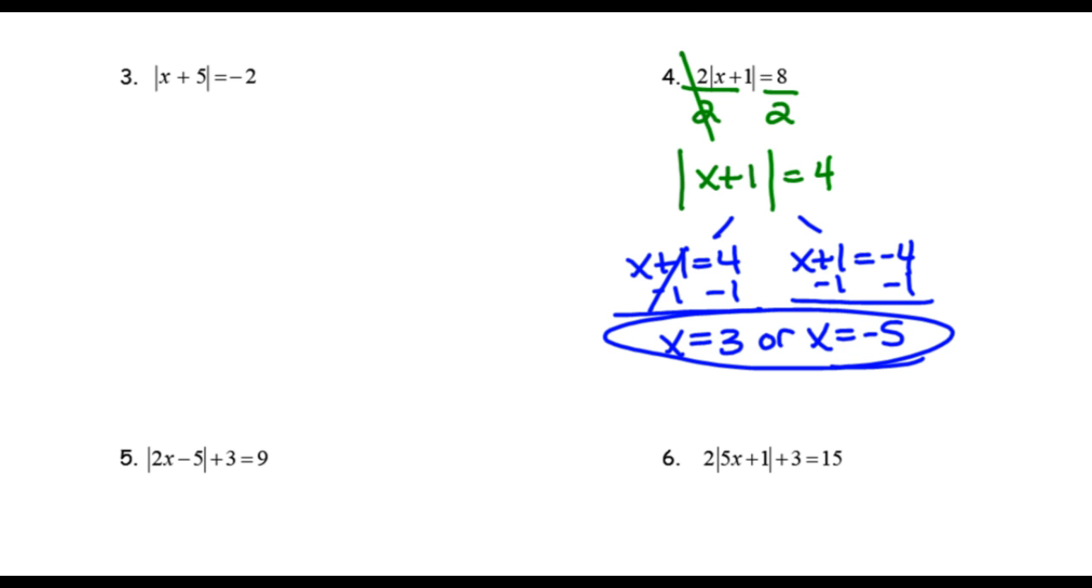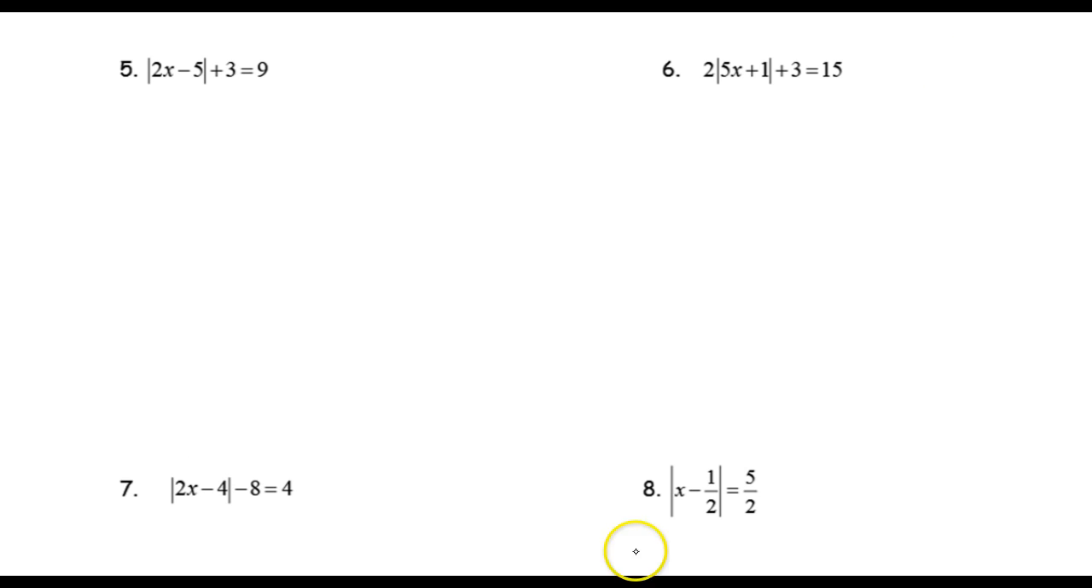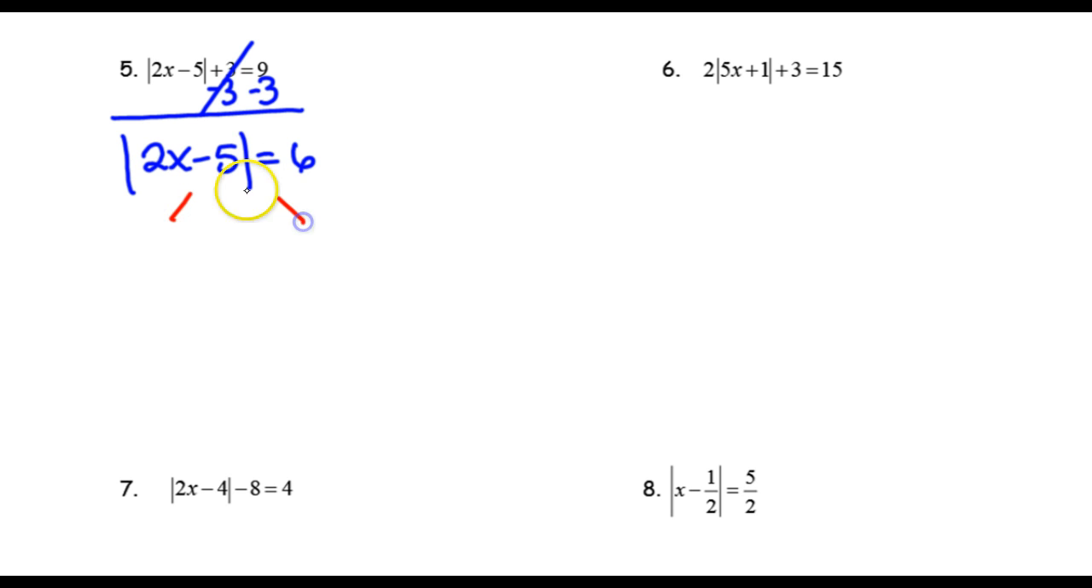All right, let's go ahead and scroll down and do some more practice. In number 5, again notice that the absolute value is not isolated. There is a plus 3 on the outside that we have to get rid of. So to do that, because we're adding 3, we're going to subtract 3 from both sides of the equation. When we do that, we're left with the absolute value of 2x minus 5 equals 6. Now that the absolute value is isolated, break it into two problems: 2x minus 5 equals 6, and 2x minus 5 equals negative 6.